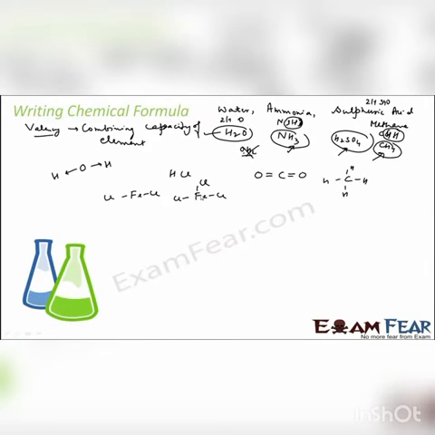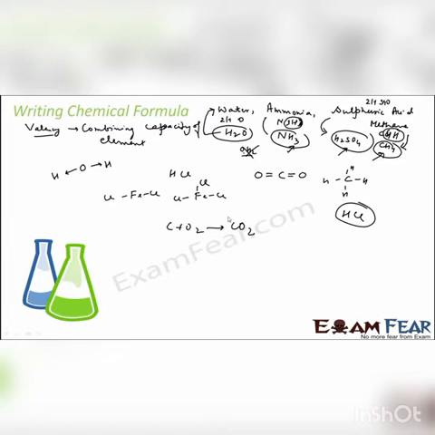Chemical formula is a formula to represent a particular chemical. For example, water is represented as H2O, ammonia as NH3, sulfuric acid as H2SO4, methane as CH4, hydrochloric acid as HCl. It is a way to represent a chemical compound. It is very useful in the case of chemical reactions. For example, you can say that C plus O2 is CO2. You can write a balanced chemical reaction.